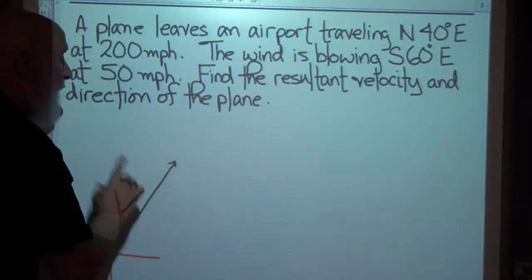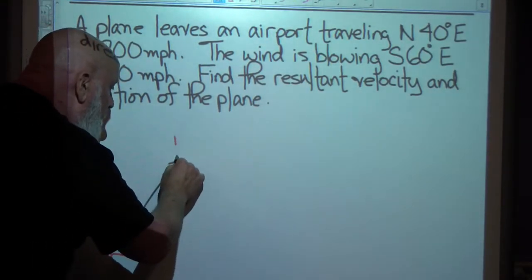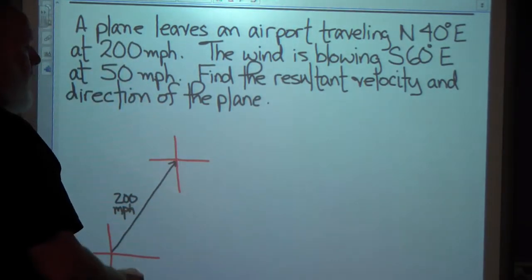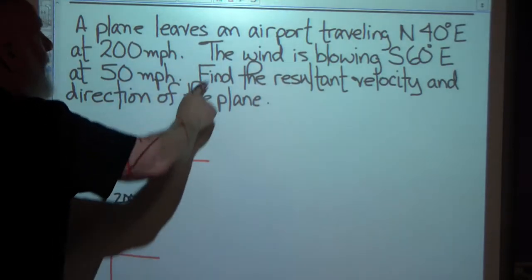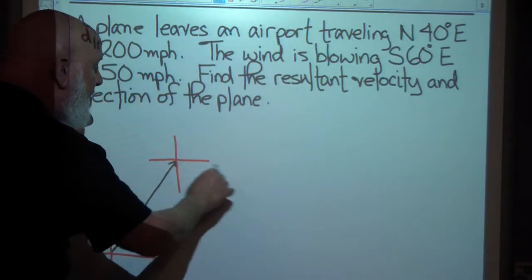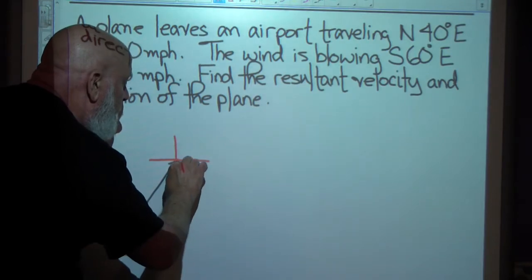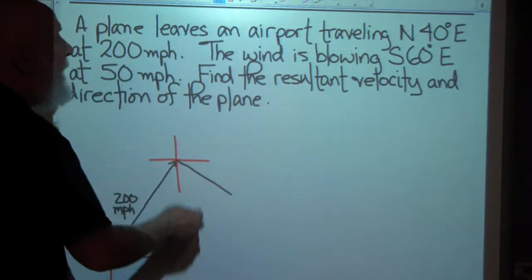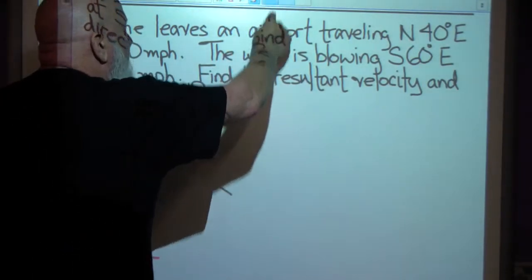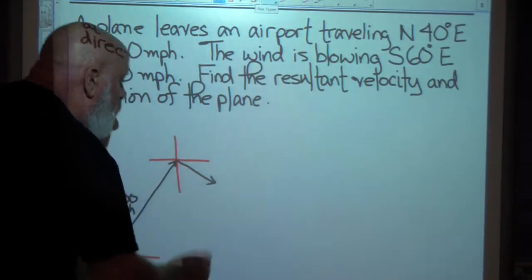And then I'm going to add the wind. I'm going to add it tip to tail. I'm going to put the tail of the wind right here on the tip of the airplane velocity. So I'm going to graph it right here. The wind is blowing south 60 degrees east. So it's going to be about like this. I'm going to rotate 60 degrees. And that's going 50. So if this is 200, 50 is a little shorter than that probably. This doesn't have to be perfectly to scale, but something we can work with there.